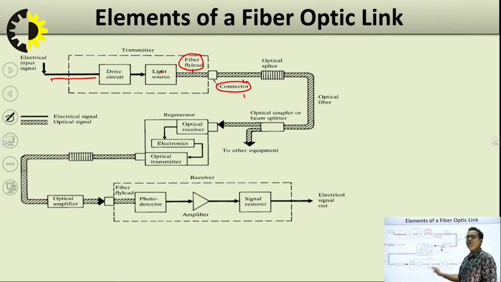Before the receiver, if you require, then you can use an optical amplifier. Otherwise, if the distance is short, then you can avoid this optical amplifier before converting an optical signal into electrical form.